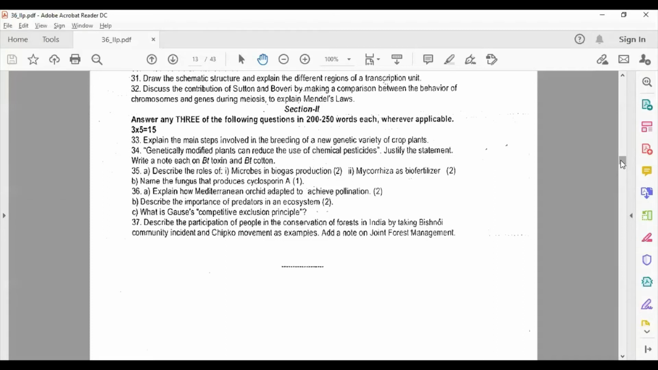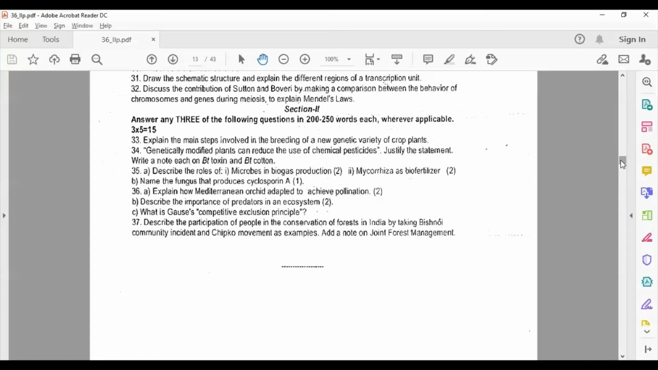Describe the role of microbes in biogas production, or mycorrhiza as biofertilizers, or name the fungus that produces cyclosporin A. This is a little mixed from the chapters. And then moving on: explain how Mediterranean orchids adapt to achieve pollination. This is from the 2nd chapter, but Part B, if you see, is from the last unit, that is ecosystem. So this is again a little mixture, but you find all these 3 questions' answers in the last unit.